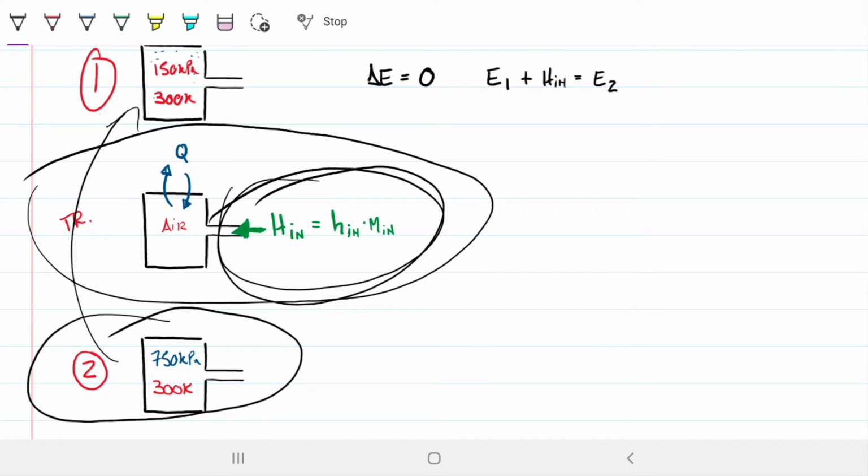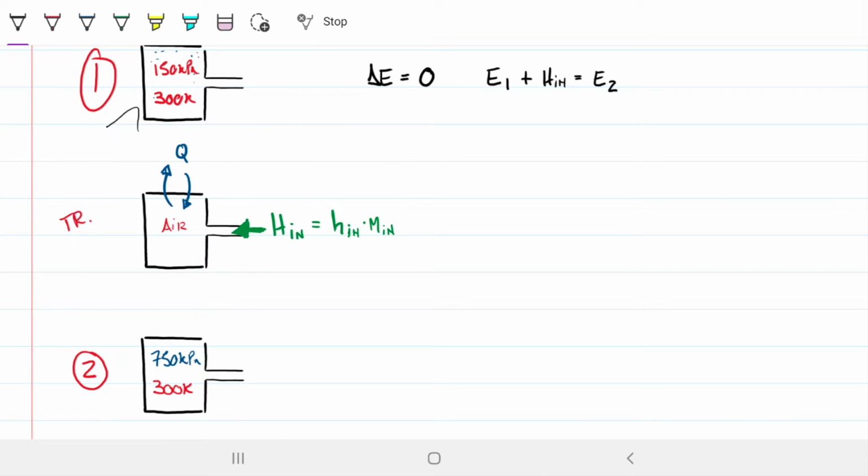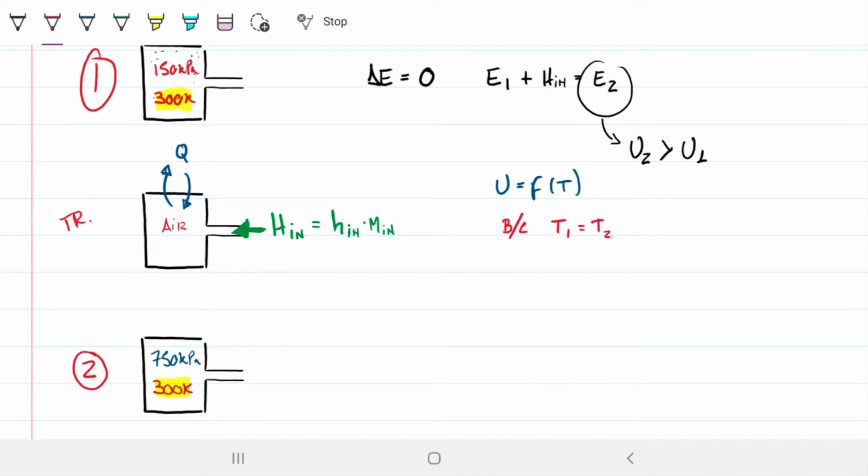Right? So if that's true, and we're dealing with an ideal gas, then that would imply that the internal energy of my second state would be greater than the internal energy of my first state. But because this is an ideal gas, we know that on ideal gases, the internal energy is only a function of temperature. And it's quite clear from the beginning that the temperature on both states are the same. So because T1 equals T2, and because it's an ideal gas, then U1 equals U2.